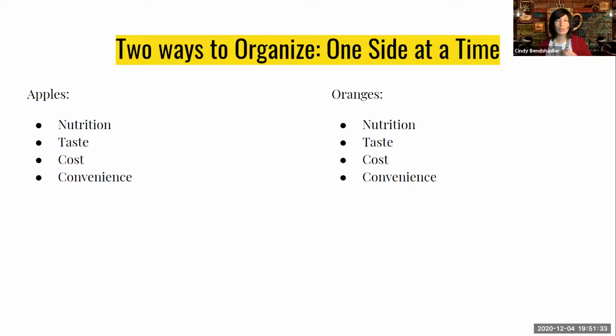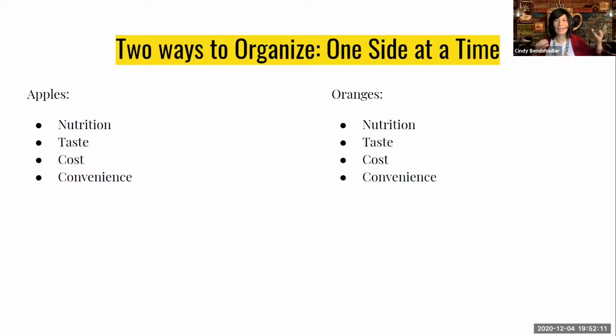So if you are doing it one side at a time, the points of comparison need to be really clear, and you need to deal with those points of comparison in the same order. So if you're going to talk about apples first, you would want to make sure you hit nutrition and then taste and then cost and then convenience. And then when you get to oranges, don't throw that order out. Keep following that same order. Keep using those same key words so that your reader can follow your organization. So then you would talk about nutrition about oranges, and then taste, and then cost, and then convenience. So keywords, same order for those points of comparison.